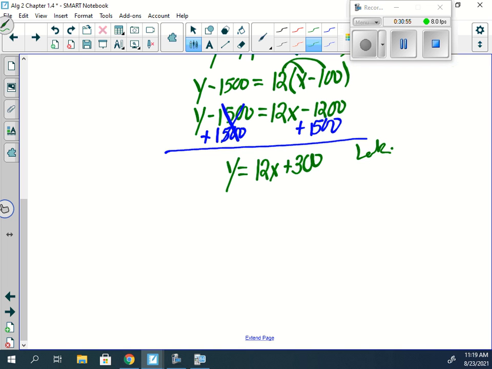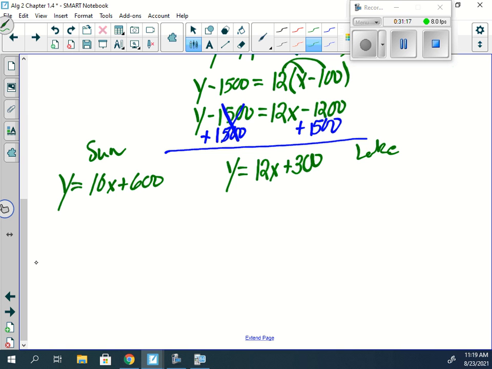So this is for the lake. And this is for Sunview. Now you don't have to rewrite those back out because on your paper you can still see the two equations. For me, the other equation's way up high.